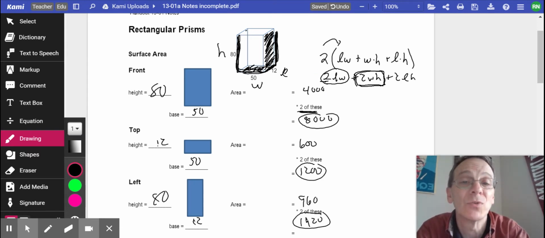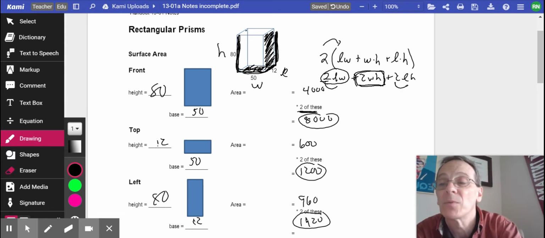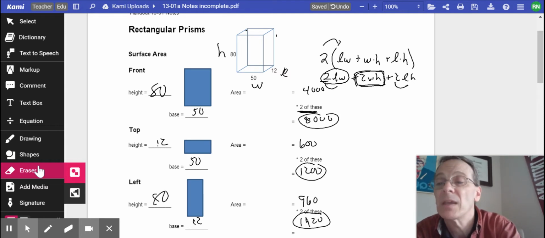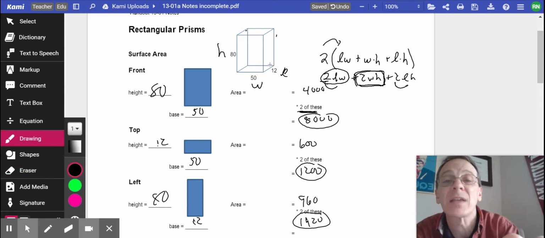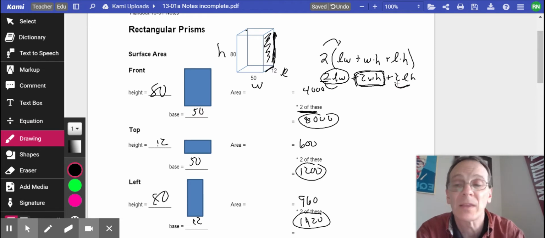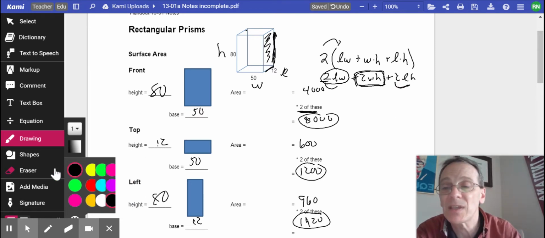That's why we have 2 times LW and then 2 times LH. Now, what is the L times H? The L times the H would be the left and the right sides. Here's the L, here's the H. That gives you the right side, which is matched by the left. So there's the right and the left. So hopefully that makes some sense out of the formula.